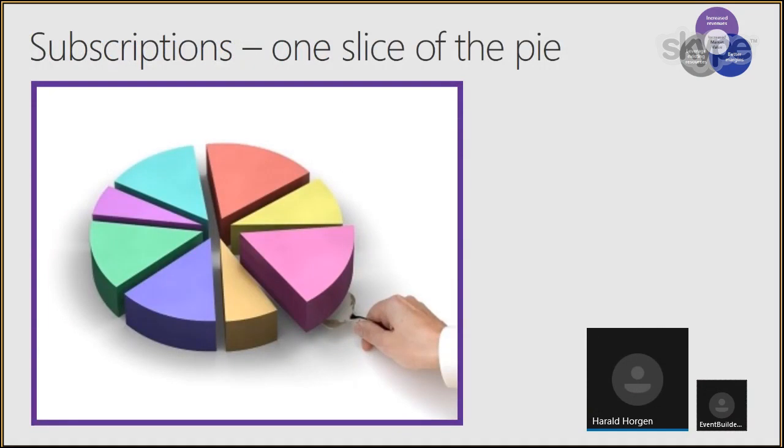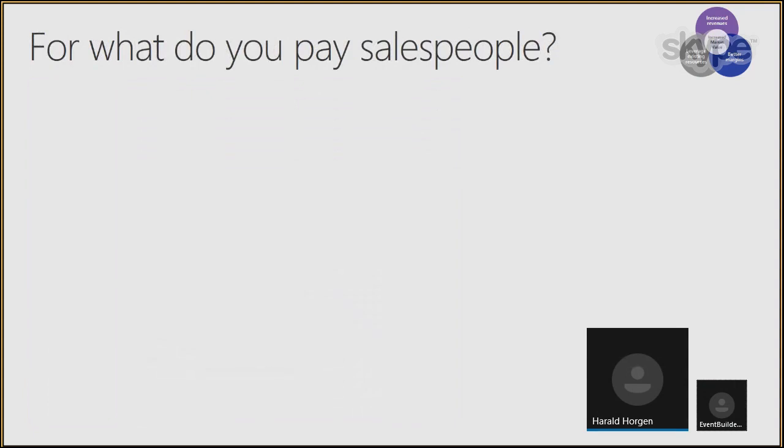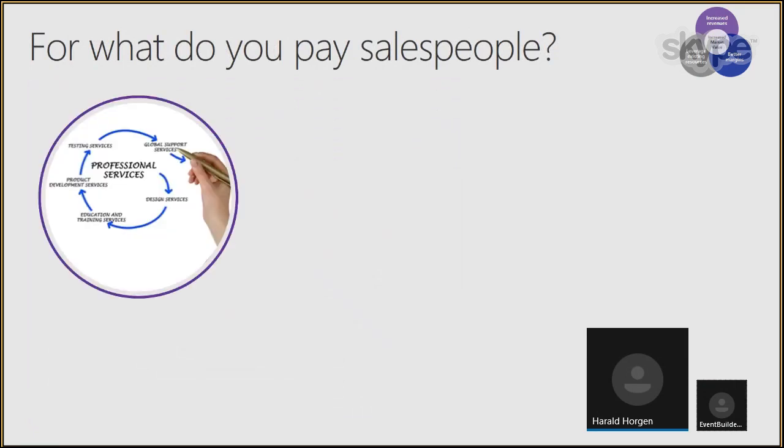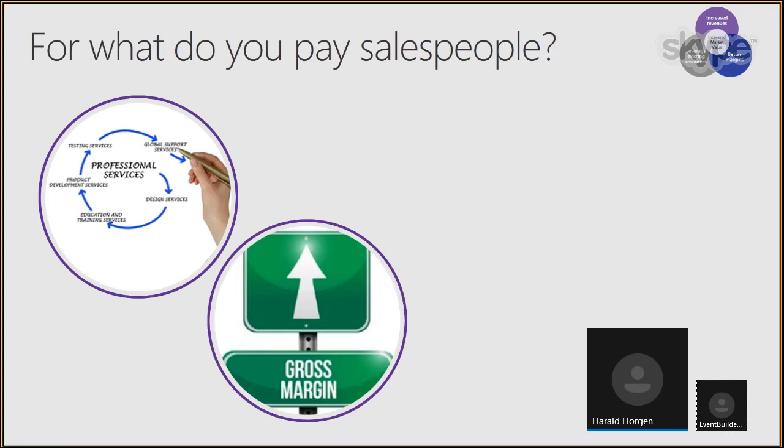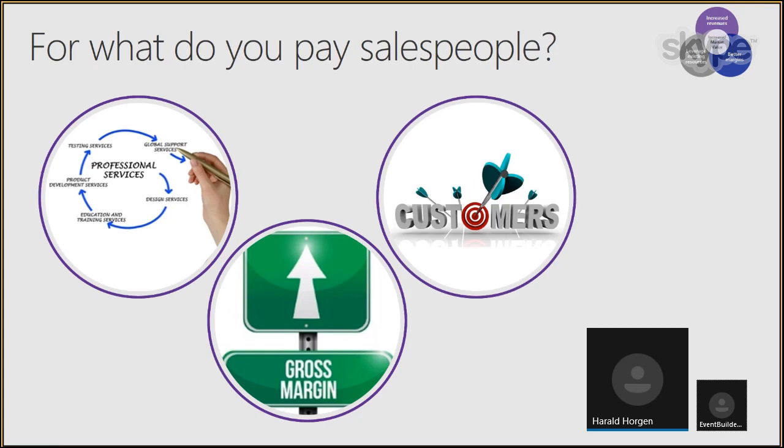But for you as a services company, the solutions, the subscription, the IP is only one slice of the pie. So you probably have to have a mixed or blended compensation model based on what you want the people to do. Do you want them to sell professional services? Are you using the IP as a way to get more professional services from those customers? In which case you will probably have a gross margin component in the compensation model.